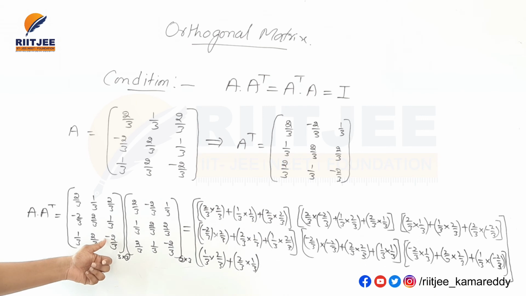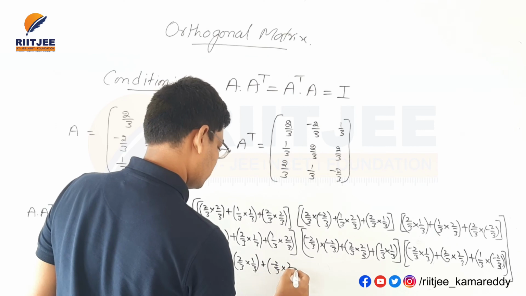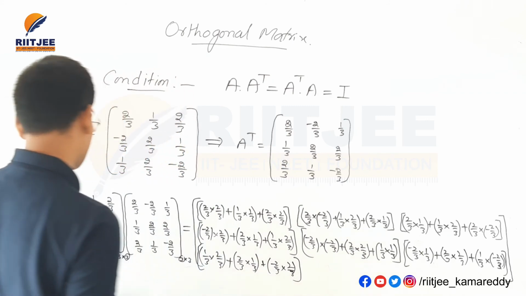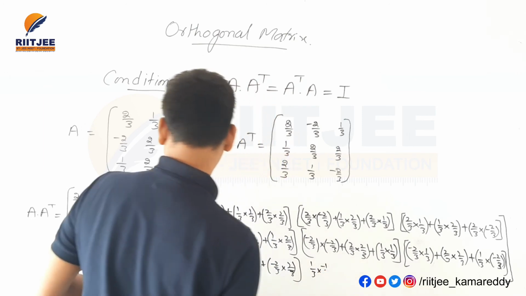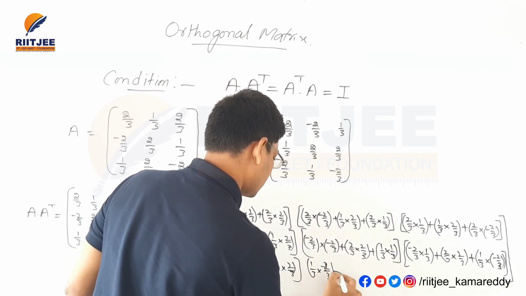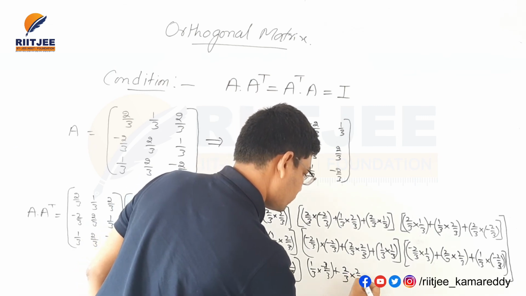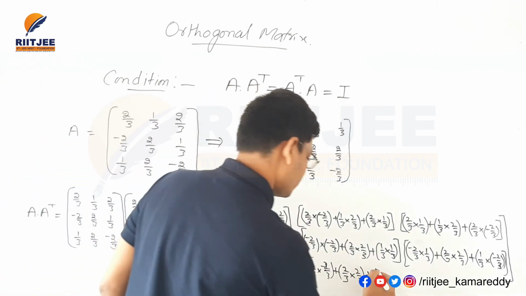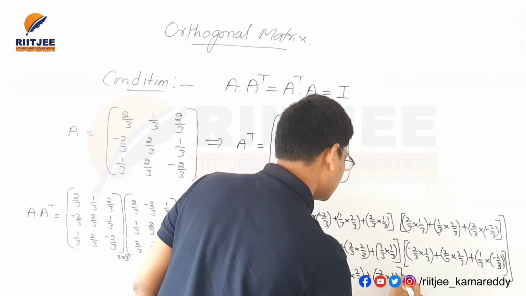Next, minus 2 by 3 into 2 by 3 into 2 by 3. This is all about A31. Next, 1 by 3 into minus 2 by 3, 1 by 3 into minus 1 by 3 into minus 2 by 3 here. Next, plus 2 by 3 into 2 by 3, plus minus 2 by 3 into 1 by 3, minus 2 by 3 into 1 by 3. This is all about A32.